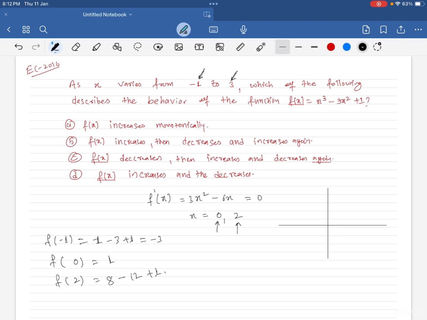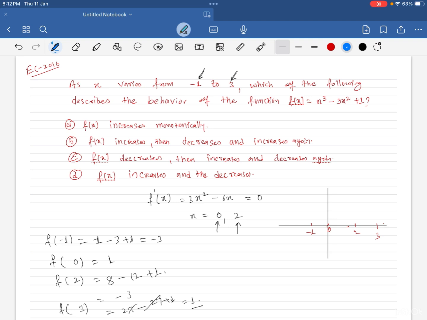Yes, and here we will have minus 3, right? And f of 3 is also there, right? So that would be 27 minus 27 plus 1, that would be 1, right? So we have the points, that is x equal to minus 1 and 0, right? And we have 2 and we have 3, and these 2 are the stationary points, 0 and 2, right?